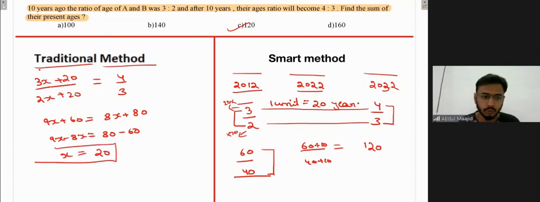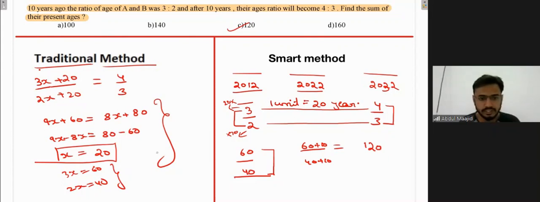So in order to calculate x is equal to 20 or 1 unit equal to 20, it is taking this much equation. Then again, you have to calculate the value of 3x, that is 3x is equal to 60, 2x is equal to 40. These are 10 years before, then 10 years later it will be plus 10 plus 10. So it will be time taking.